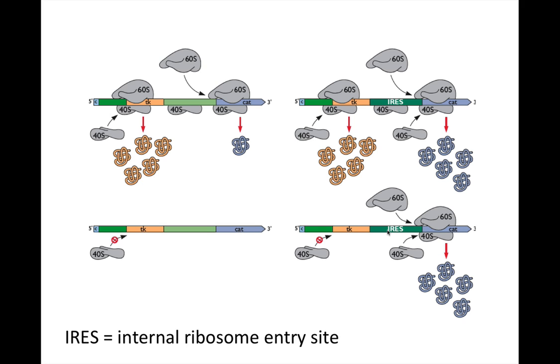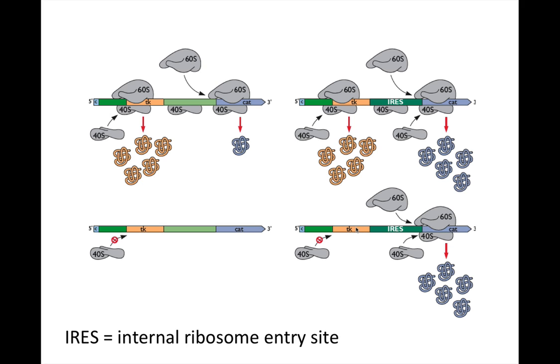If you put the second mRNA into poliovirus-infected cells, you only find the production of the second open reading frame because the ribosomes are able to bind internally to the IRES and translate the CAT gene.